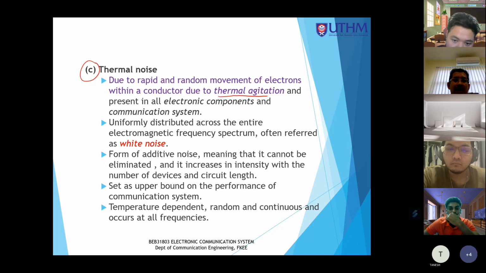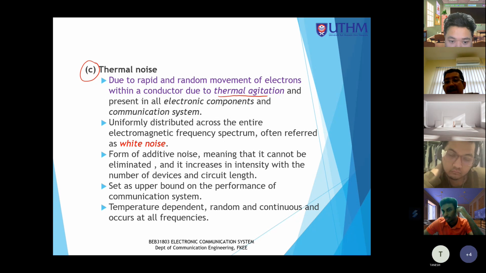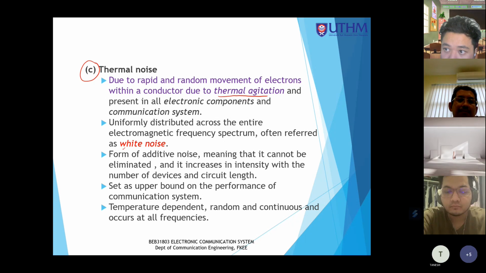Okay, and it is uniformly distributed across the entire electromagnetic spectrum, often called as a white noise. So white noise ini bukan maksud warna, it's not about a color, okay? So the term white here means that the noise is distributed across the entire frequency spectrum. So regardless of the frequency, thermal noise always exists. Okay, dia tidak bergantung kepada frekuensi signal. Okay, sama ada frekuensi rendah atau frekuensi tinggi, thermal noise ini sentiasa wujud.